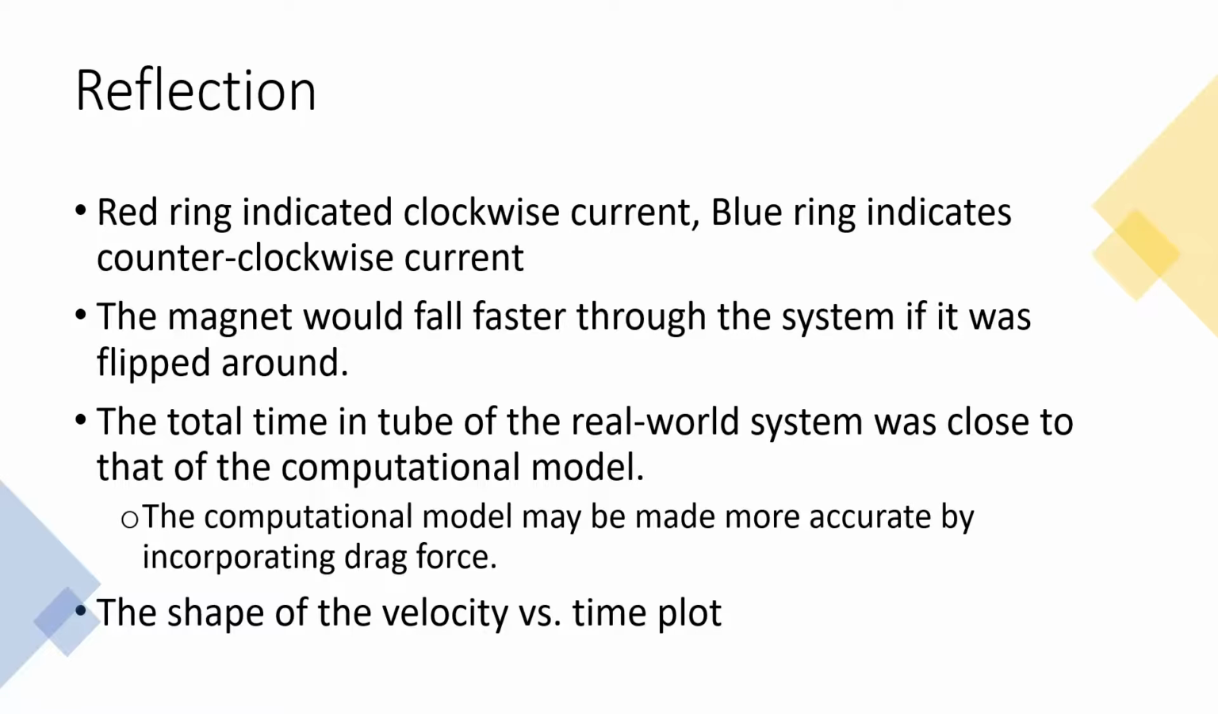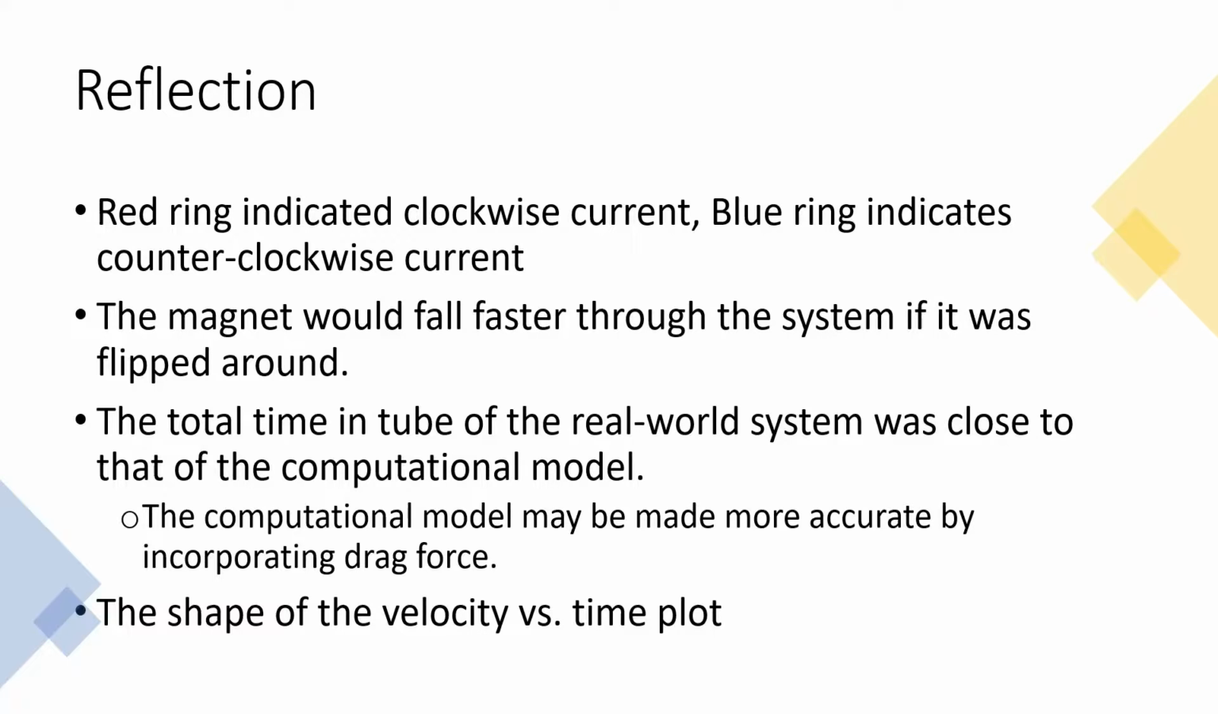The time in the tube of my real-world model predicted that the bar magnet would take an average of 1.20 seconds to fall through the aluminum foil tube, while the computational model predicted the time would be 1.145 seconds. These values are close to one another, but the computational model may be more accurate by incorporating drag force as an additional force acting upon the bar magnet as it falls.